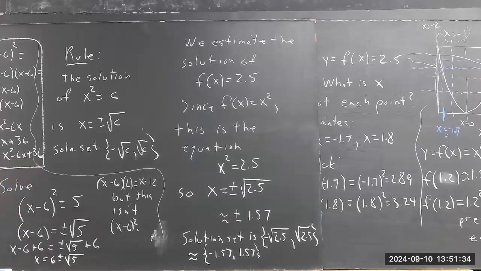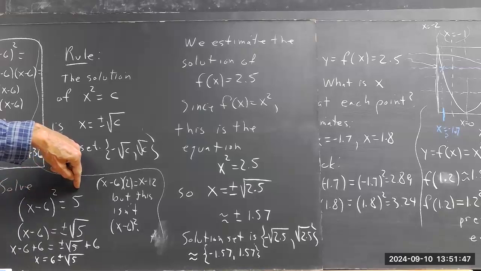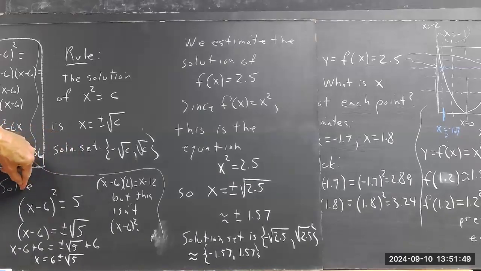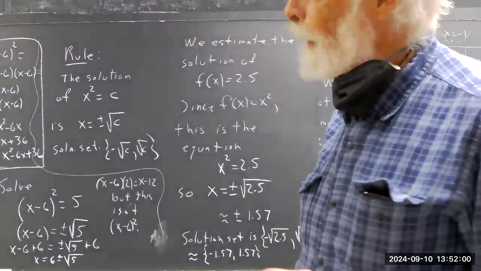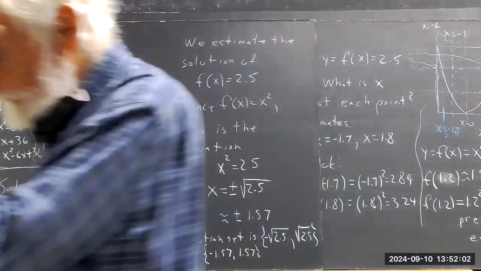Okay, well, you don't have to know that, but you do have to understand that that's how you solve an equation of this nature. If something squared equals a number, then that something has to equal plus or minus the square root of the number. So that's something you want to store away because we use that a lot in this course.